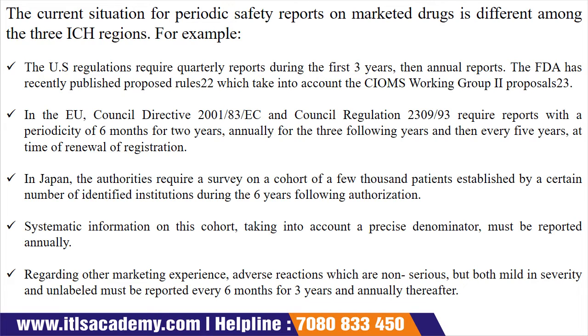In Japan, the authorities require a survey on a cohort of a few thousand patients established by a certain number of identified institutions during the 6 years following authorization, and systematic information on this cohort, taking into account a precise denominator, must be reported annually. And regarding other marketing experience, adverse reactions which are non-serious but both mild in severity and unlabeled must be reported every 6 months for 3 years and annually thereafter.